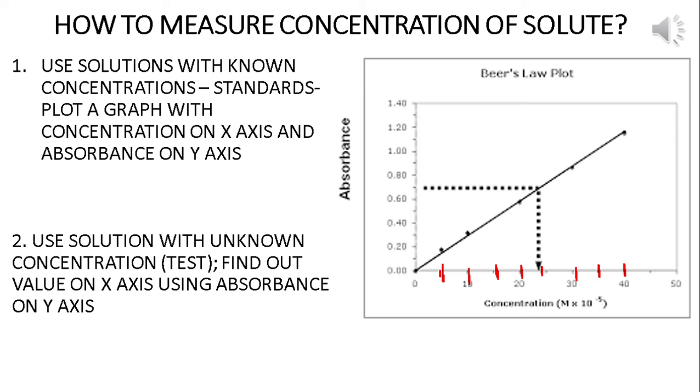And as you see in this graph, we plot a graph with the concentration of the solute on the x-axis and absorbance on the y-axis. We get a straight line. Then we take the solution for which we need to find out the concentration. We call it test. The test solution is placed in the machine and we get the absorbance. We find out the corresponding value of absorbance in the graph, extrapolate it and find out the corresponding concentration. It's very simple and quick and efficient.